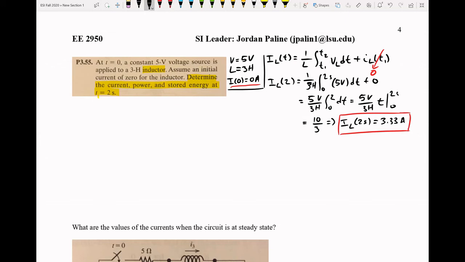The next part, power. So power, similar as before, is equal to VI. We know the voltage to be 5 volts. And we know that it's constant, so it's not going to change. And we know we found 3.33 amps. So this will give us a value of 16.67 watts for power through the inductor at 2 seconds.